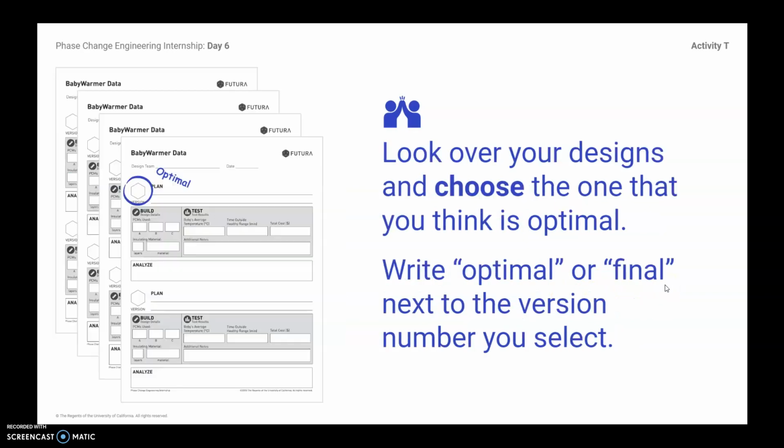You have a data sheet that you're going to be recording this on. It looks like this, and you want to put what version you're on. I do have extra copies if you need extra copies. Between your whole group, if you each write different ones down, then you have, what is that, 2, 4, 6, 8? You have 8 versions. If you do need more than that, please let me know. But look over your designs and choose the one that you think is optimal. Write optimal over that design sheet next to the version that you selected.